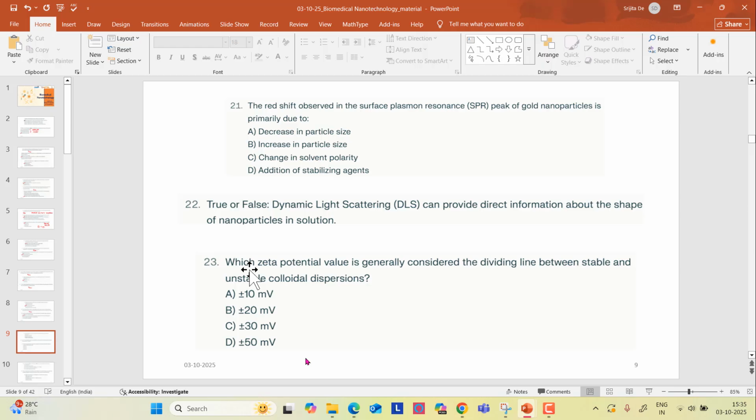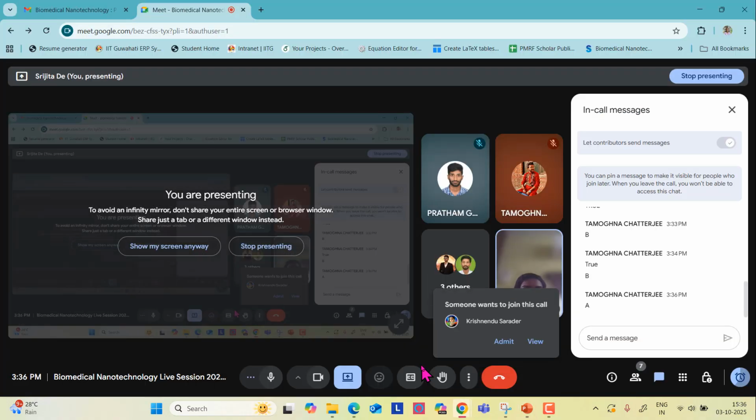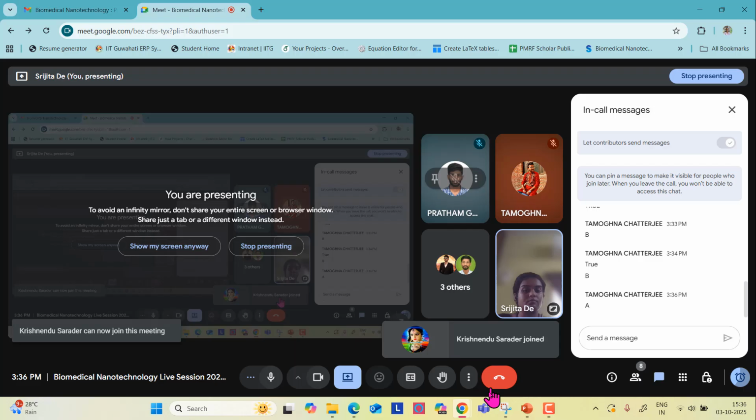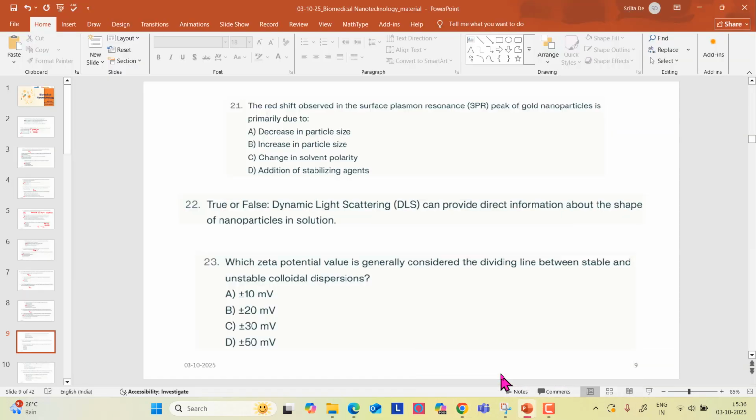Next, the redshift observed in the surface plasmon resonance peak of gold nanoparticle is primarily due to what? So SPR peak shifts because of the increase in particle size. So it is option B.